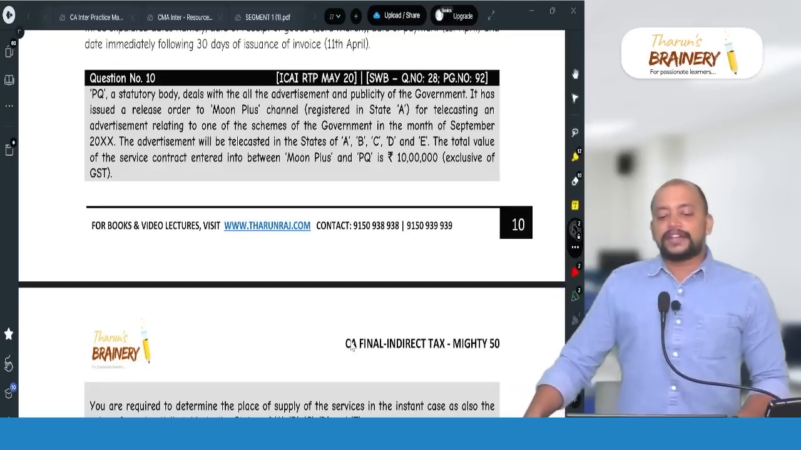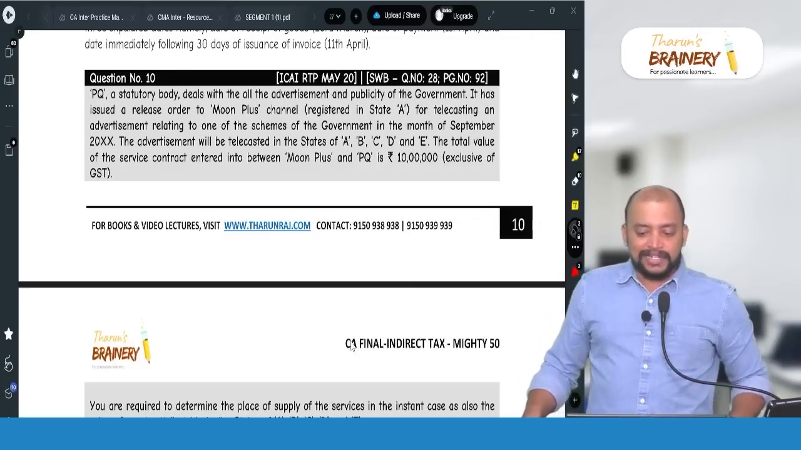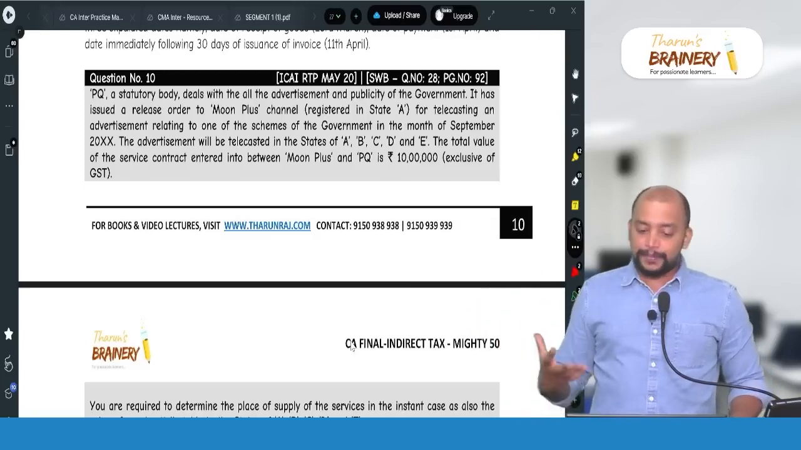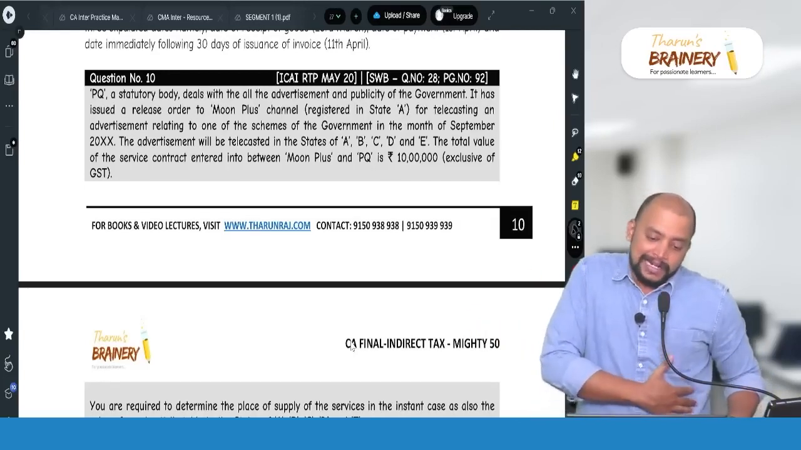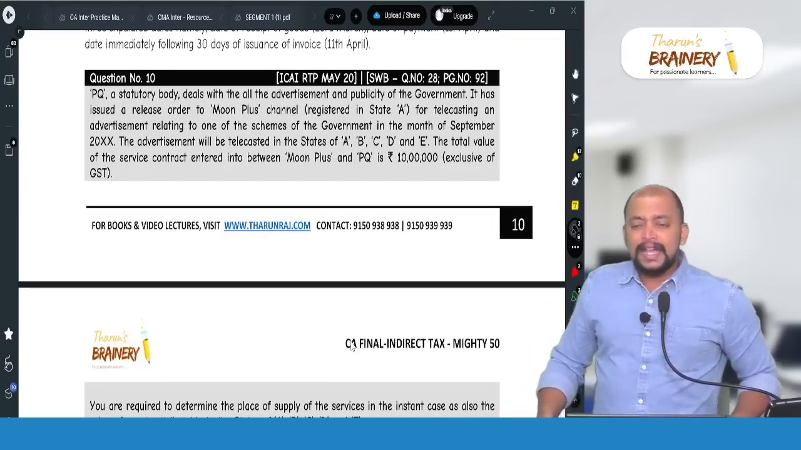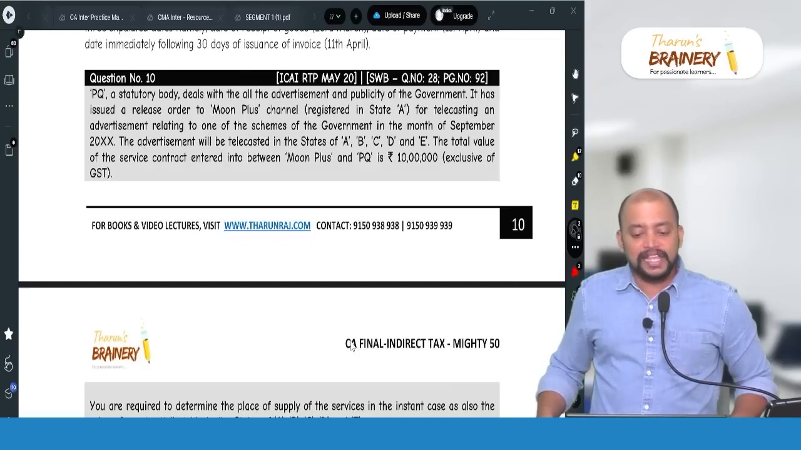PQ, a statutory body, deals with all the advertisement and publicity of the government. It issued a release order to Moon Plus Channel, registered in state A. So Moon Plus channel is providing services to PQ statutory body, and the place of supply will be each state where the advertisement is provided. For telecasting an advertisement relating to one of the schemes of the government in the month of September, the advertisement will be telecasted in the state of A, B, C, D and E.